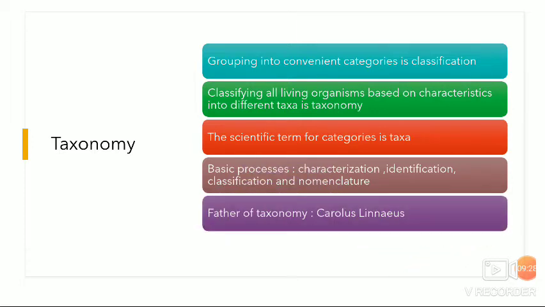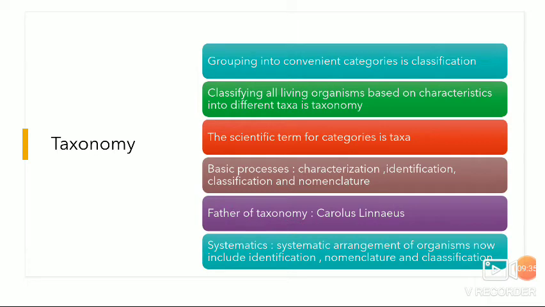Then who is the father of taxonomy? Again, Carolus Linnaeus. He is the father of taxonomy. Then comes systematics. Systematic arrangement of organisms now includes identification, nomenclature, and classification. Then taxonomic categories.